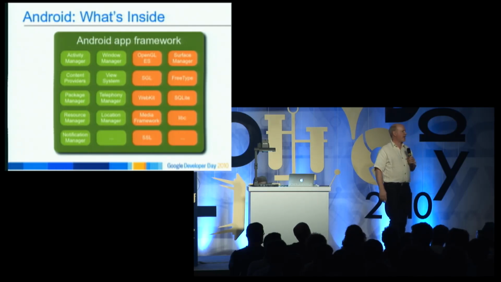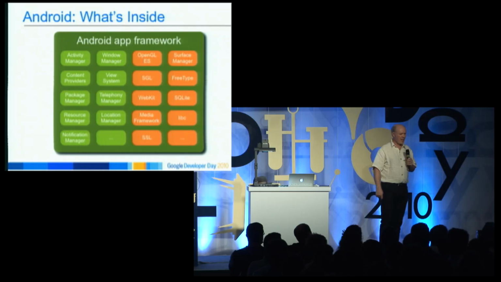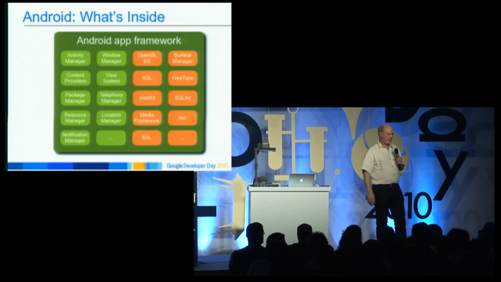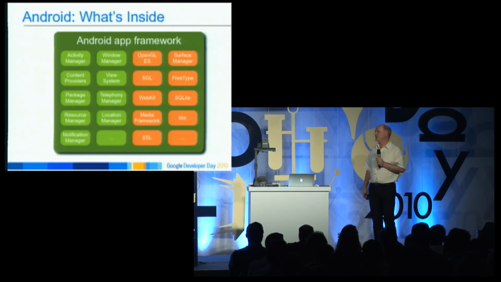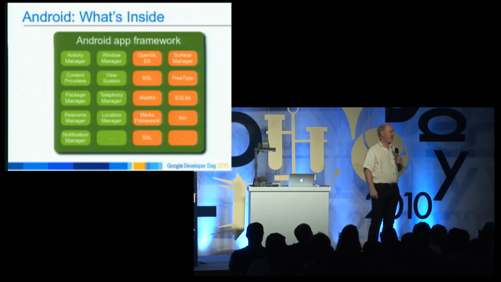Over on the native code side, there's a reasonably large subset of OpenGL ES, mostly for use by game designers, for people who really want to do immersive, animated things. SGL and Surface Manager are related to that. There's FreeType, so there's a fairly complete font handling subsystem in there. Every Android device includes the SQLite Database Manager.